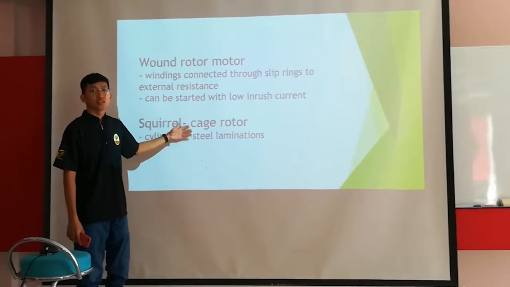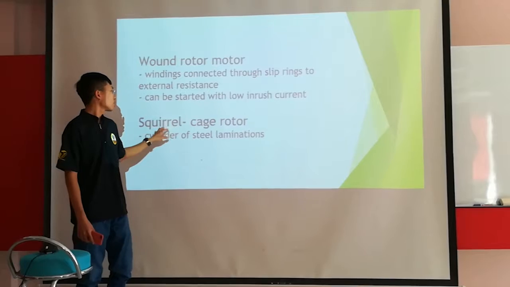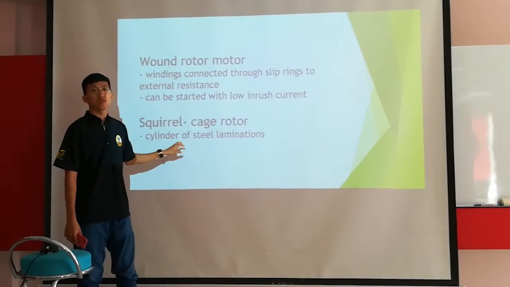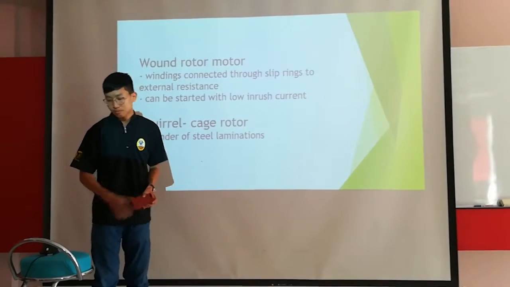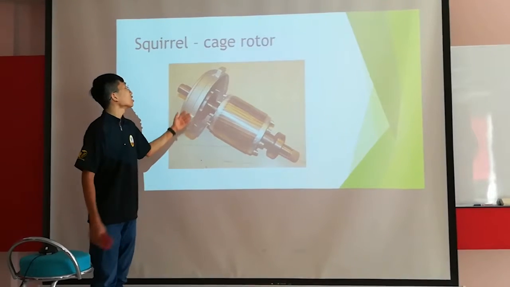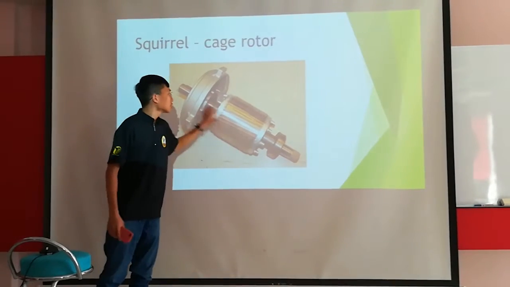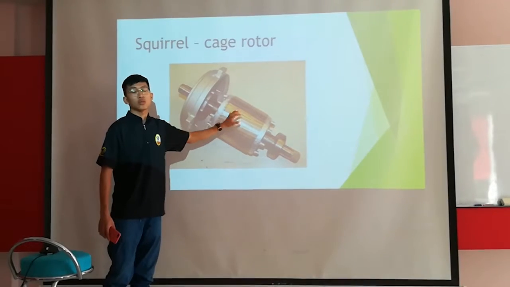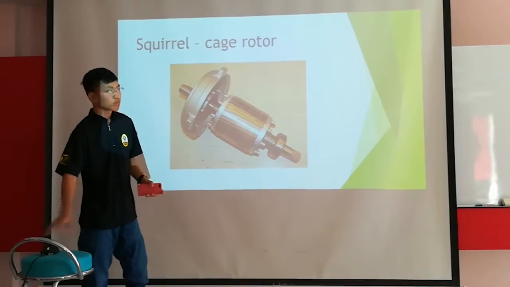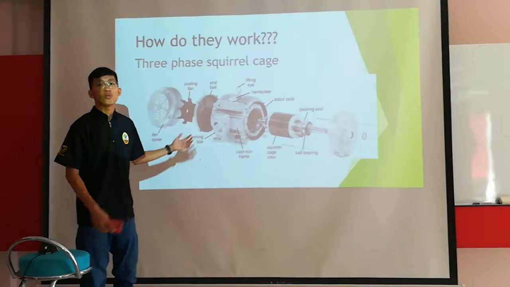And this is the second type of rotor, which is the squirrel cage rotor. It's made out of a cylinder of steel lamination. This is the image of a squirrel cage rotor. This part is the stator, and this part is the rotating part, which is called the rotor. So how do they work?